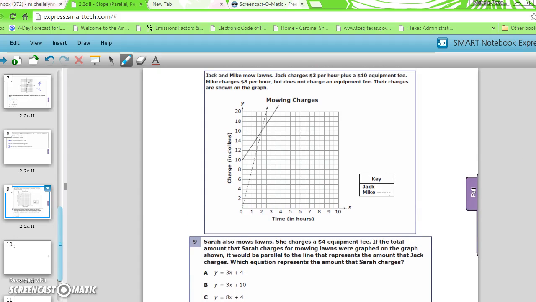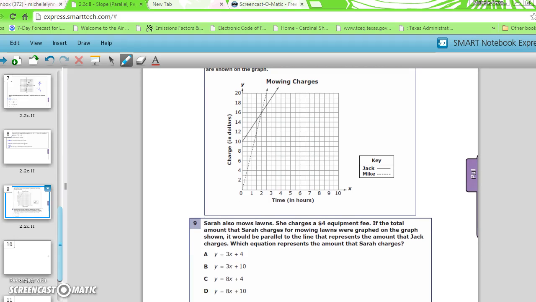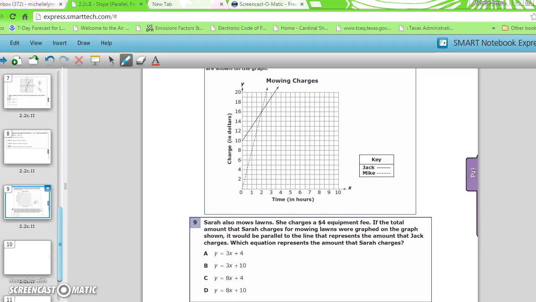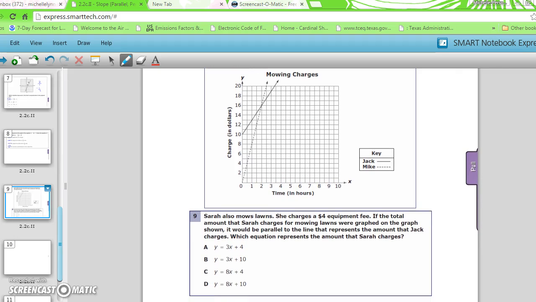So this one talks about Jack and Mike mow lawns. Jack charges $3 per hour plus a $10 equipment fee. So his equation would be y equals 3x plus 10. Mike charges $8 per hour but does not charge an equipment fee. So his equation would just be y equals 8x. Okay, Sarah also mows lawns. She charges a $4 equipment fee. If the total amount that Sarah charges for mowing lawns were graphed on the graph shown, it would be parallel to the line that represents the amount that Jack charges. Which equation represents the amount that Sarah charges?